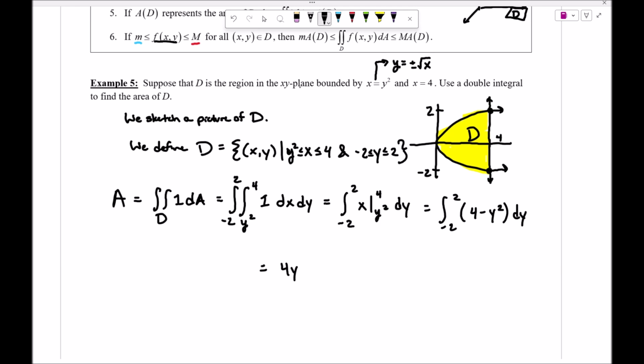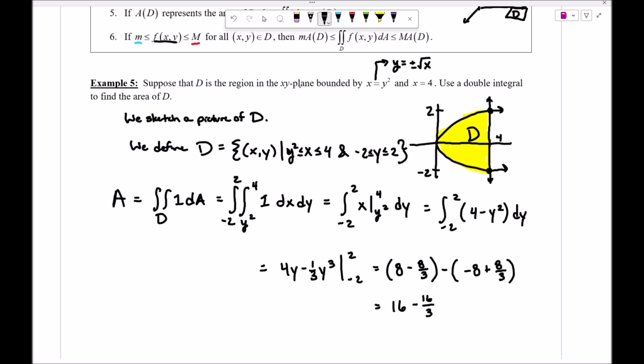I'm going to get 4y minus a third y to the third, and I just evaluate that from -2 to 2. So let's see, if I plug in 2, 8 minus 8 thirds. And then if I plug in -2, I'm going to get -8, and plus 8/3. Okay, so if I simplify all this up, I end up with 16 minus 16/3. If I distribute my negative here, I get plus 8 and minus 8/3.